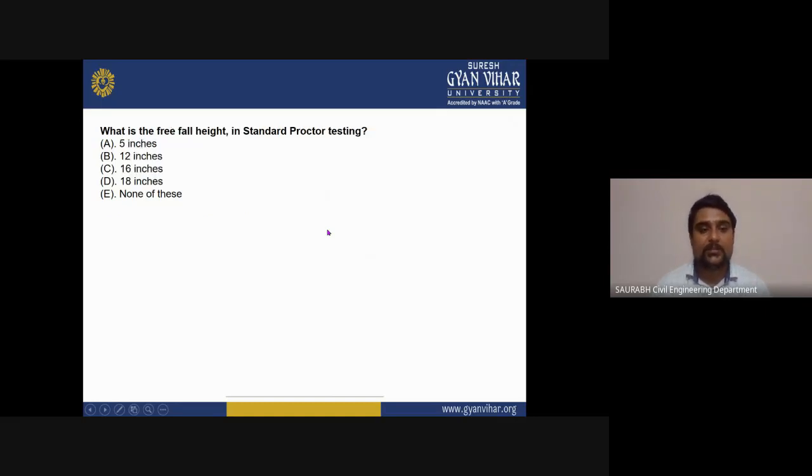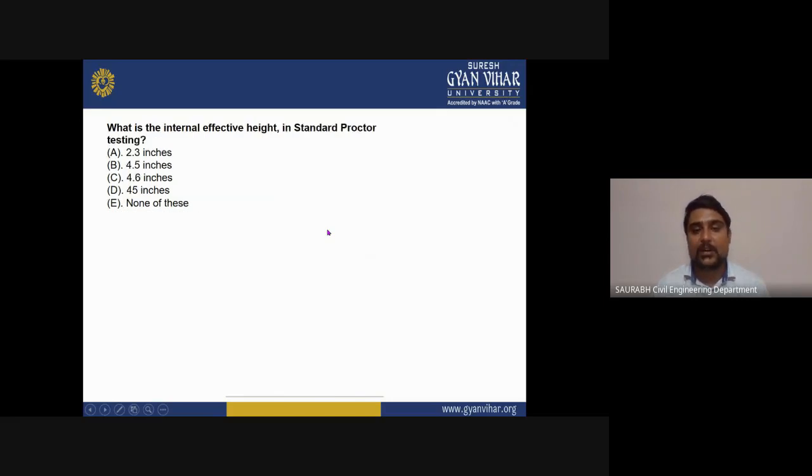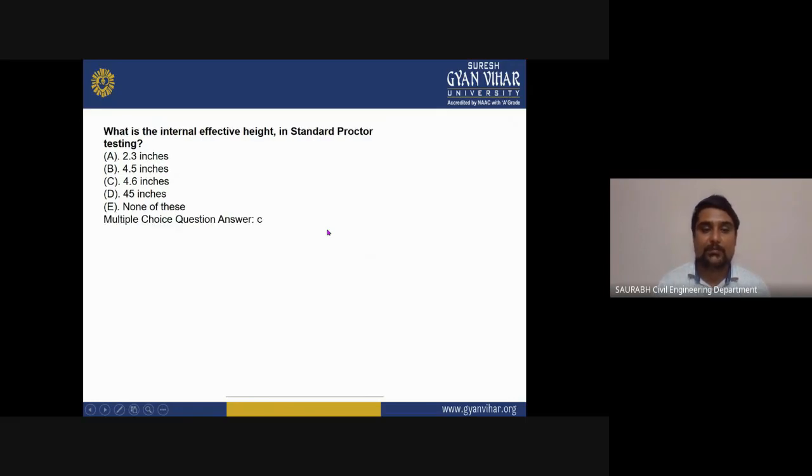Now come to the next question. What is the free fall height in the standard Proctor test? It is 5 inch, 12 inch, 6 inch, 16 inch, and 18 inch. It will be equal to 12 inch, meaning the free fall height of the standard Proctor testing is 12 inch. What is the internal effective height in the standard Proctor testing? 2.3 inches, 4.5 inches, 4.6 inches, 45 inches, and none of these. Here the right answer will be C, which will be equal to 4.6 inches.